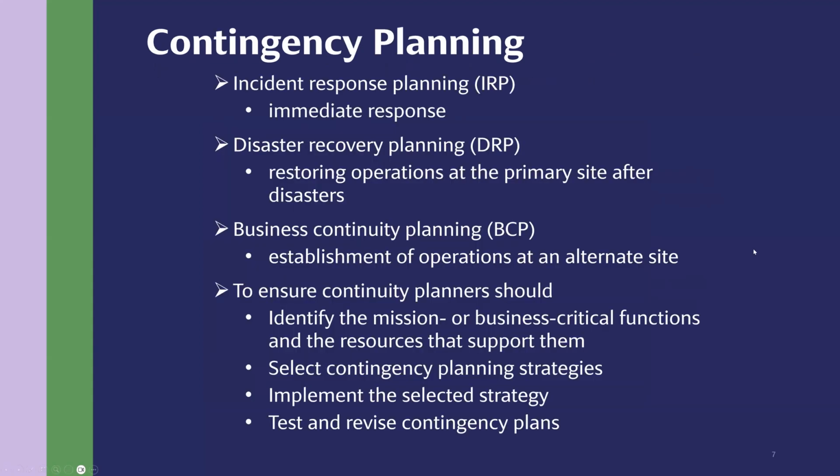So let's start first with contingency planning, what actually it is. In contingency planning, the first thing, as I told you, is incident response planning. This IRP, or incident response planning, focuses on immediate response. Immediate response means, if an attack has happened and somehow we are able to classify it, so it's not a false alarm.